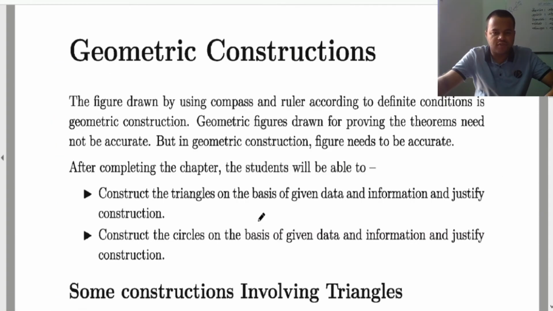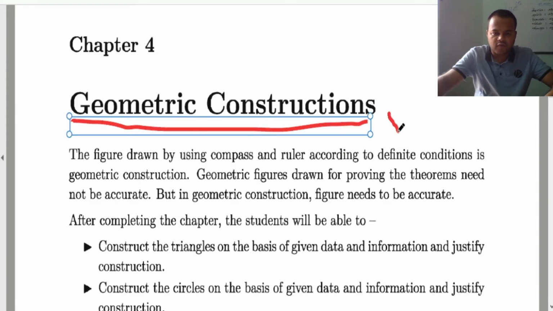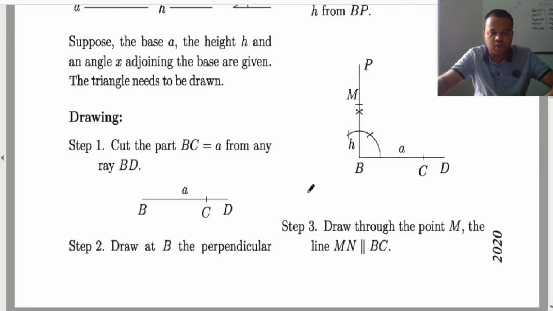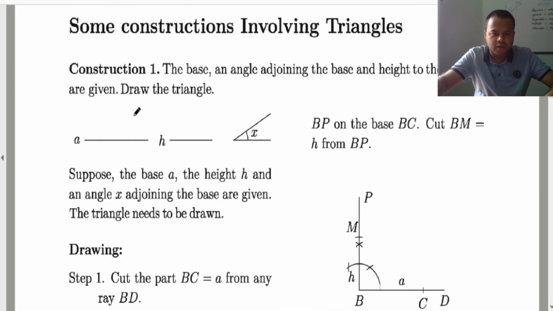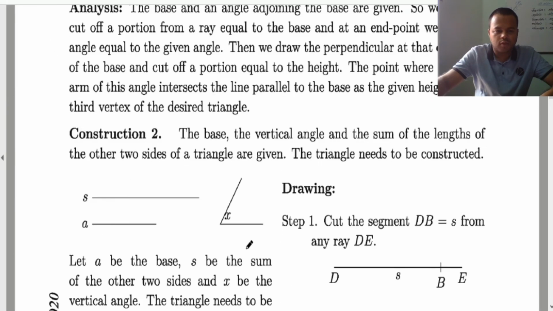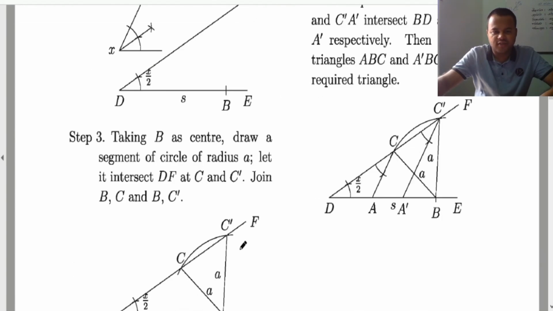Chapter 4, geometric construction. I think this is very easy for all of you. All of you can complete these constructions. Here construction 1, I think all of you can complete this construction. Construction 2. These are very easy.